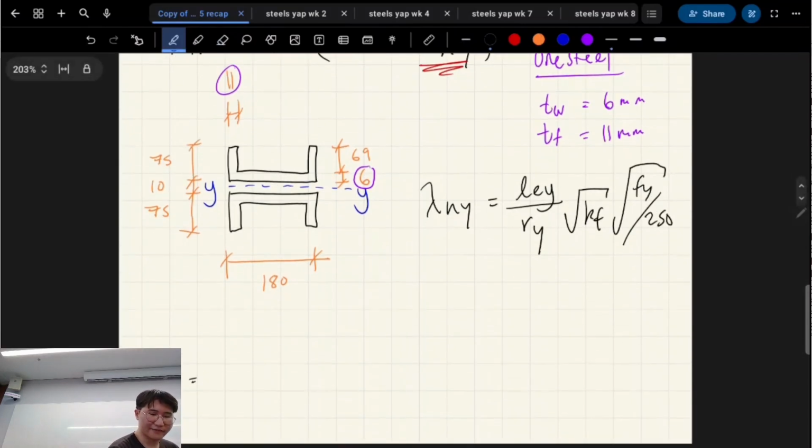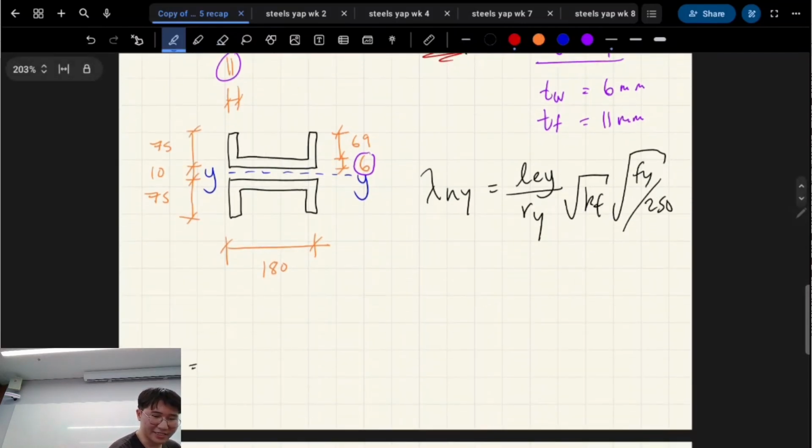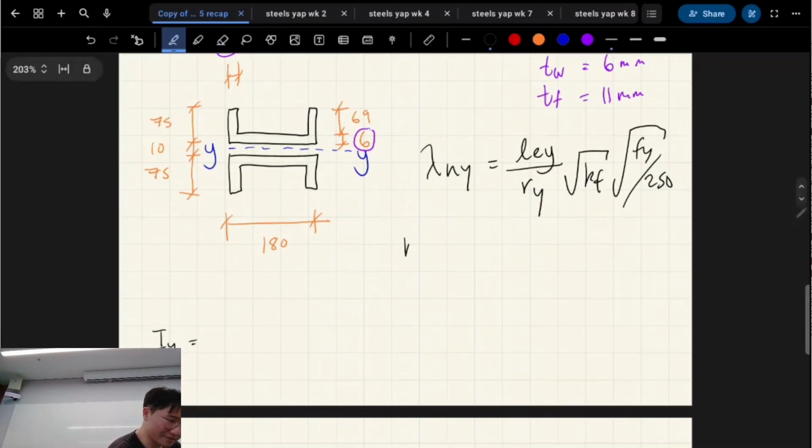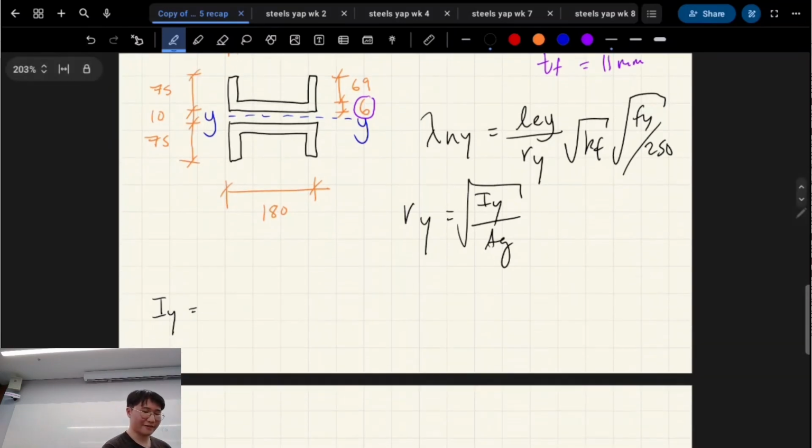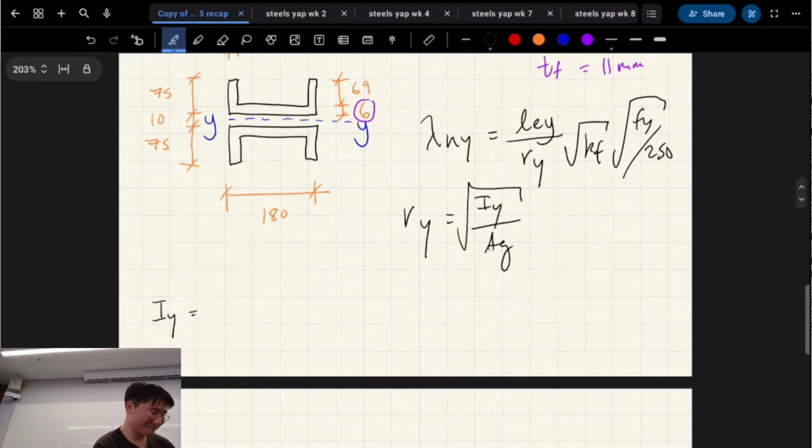We need to do this. Okay, sounds easy. Oh shit, we have a double PFC. We can't just get that from one steel. We have to find the moment of inertia ourselves. The radius of gyration in the y direction is moment of inertia in the y direction over gross area, okay? See what I'm saying? It's getting cooked, right?